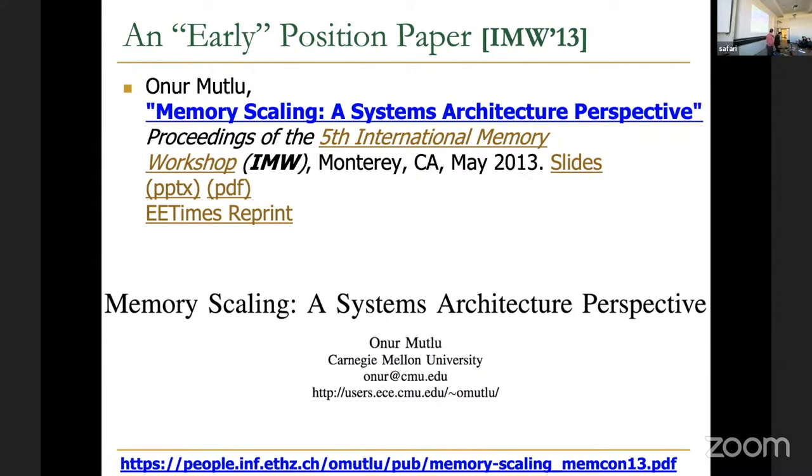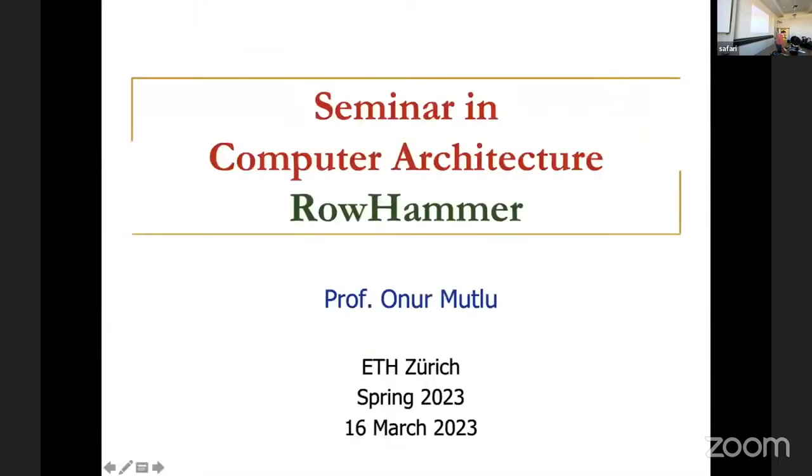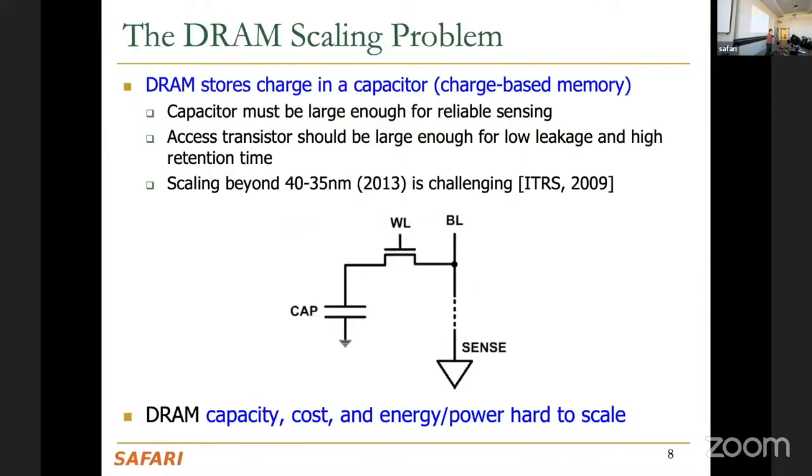But we actually wrote this paper in 2013, as you can see, earlier than the RowHammer paper, where we argued that memory technology scaling is going to be a much bigger problem going into the future because memory is becoming much less reliable. And this is going to create all sorts of problems: performance problems, efficiency problems, as well as reliability, robustness, and security problems. When we wrote this paper, we were actually working on RowHammer, but we didn't publish it at that point yet. So let me talk about this technology scaling problem a little bit.